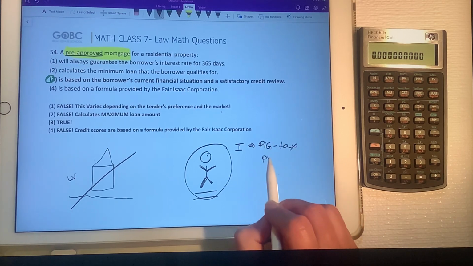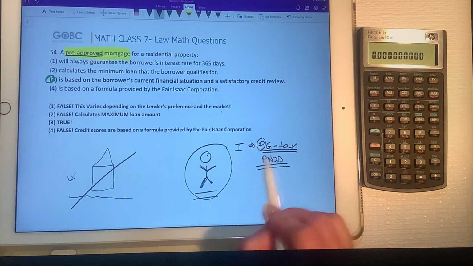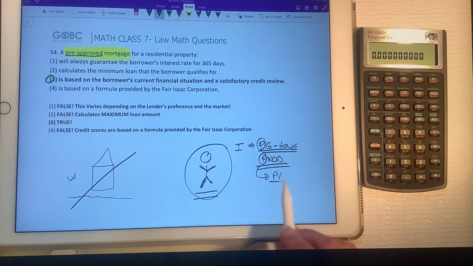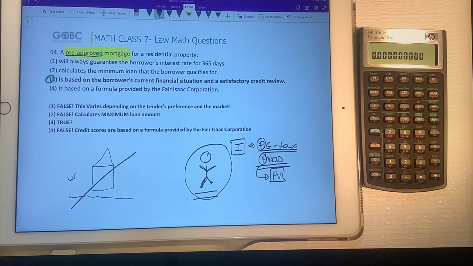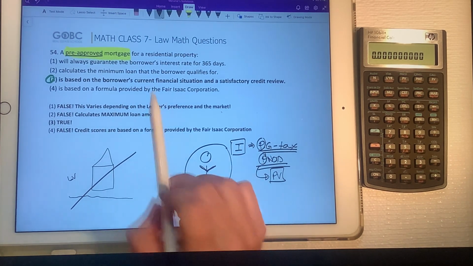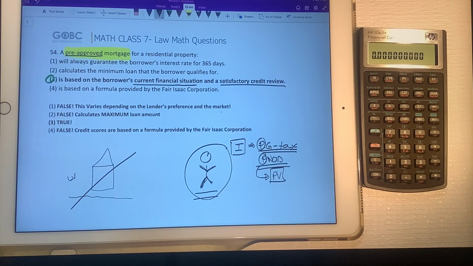Our PIG minus tax formula, or if we're looking at a commercial, it's going to be our PNOID formula. Okay, so we're going to find the payment that then lets us find the PV, right? How much we can borrow based on that payment that we've calculated from a person's income or business's income. Okay, so it's based on the current financial situation and a satisfactory credit review. So they're going to look at your credit rating and see whether you've got late payments or missed payments, all that kind of stuff.